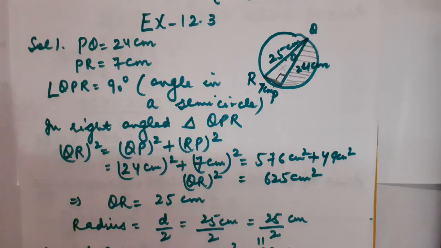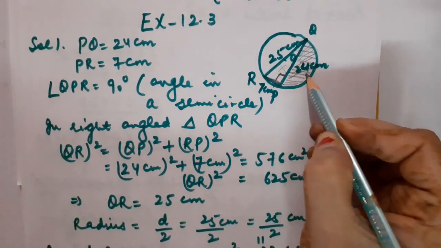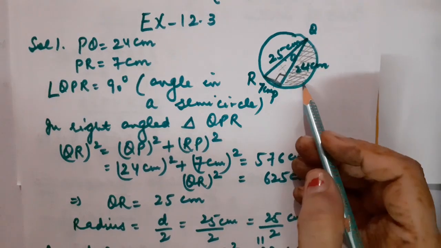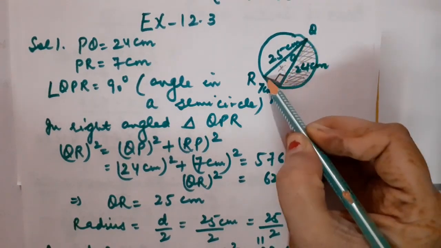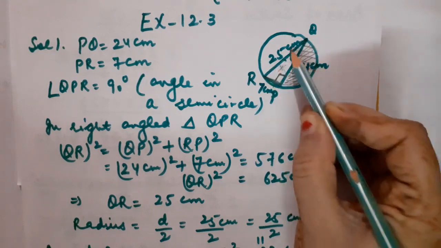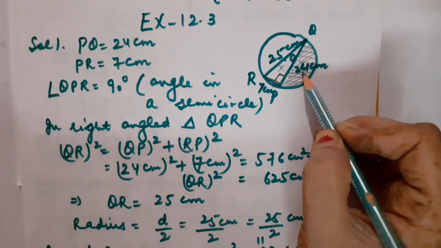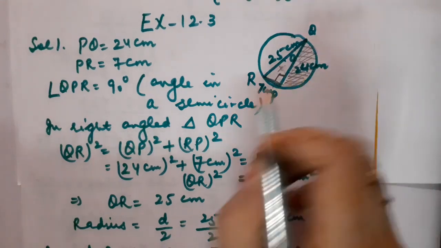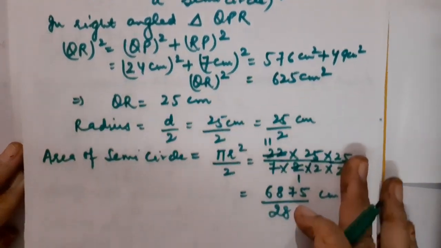So now, as you know that the shaded region is this, which I am going to shade once again. This is shaded region. So how to calculate its area? If I subtract the area of this right angle triangle from the area of the semicircle, which I have just calculated, I can easily calculate the area of the shaded region, right? So now I am going to calculate area of right angle triangle.